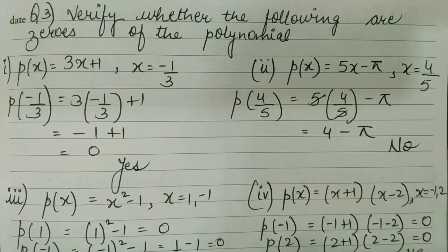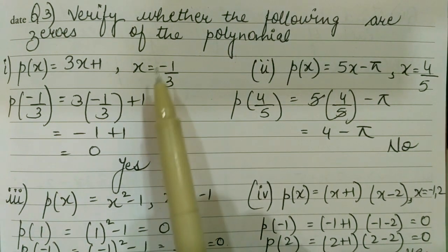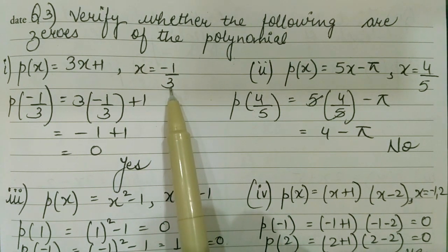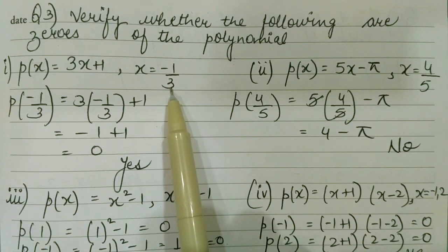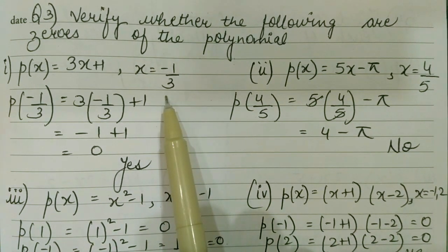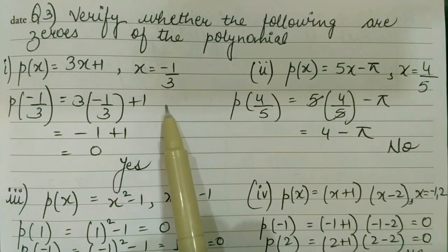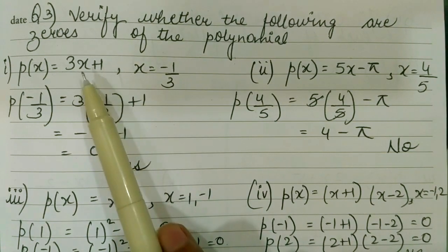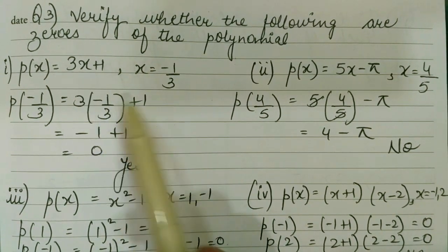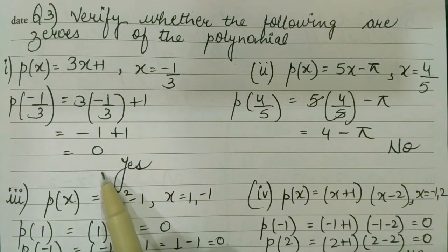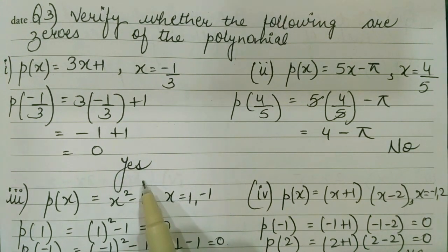Next question is, verify whether the following are zeros of the polynomial. So when we say that it is a zero, let's say on putting the value of x equals to minus 1 by 3, if I get the result as 0, then I will say that it is the zero of the polynomial, because on putting x equals to minus 1 by 3, I am getting 0. If I do not get 0, this is not the zero of the polynomial. So simply put x equals to minus 1 by 3 in the given polynomial. 3 cancels, minus 1 plus 1 is 0. Since I get 0 here, it is the zero of the polynomial.